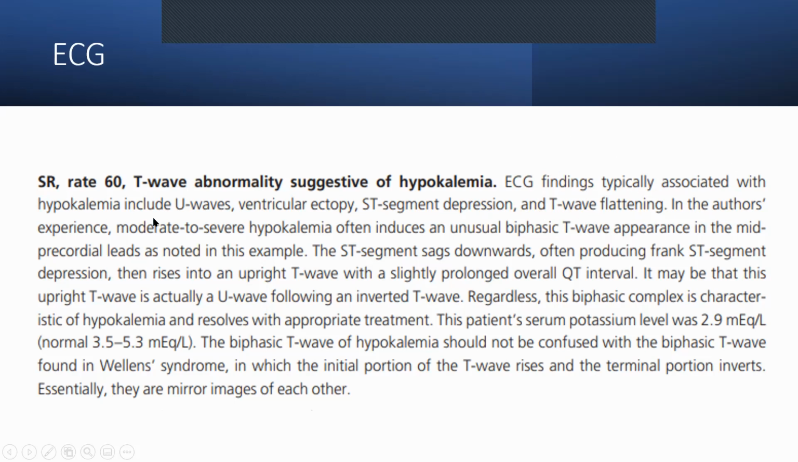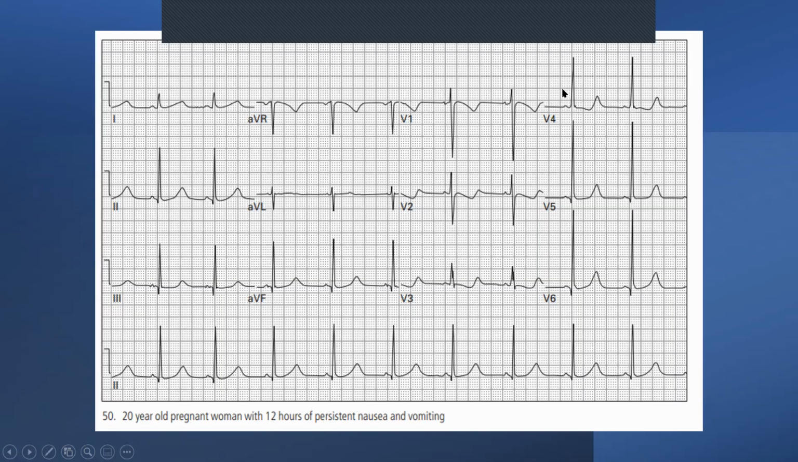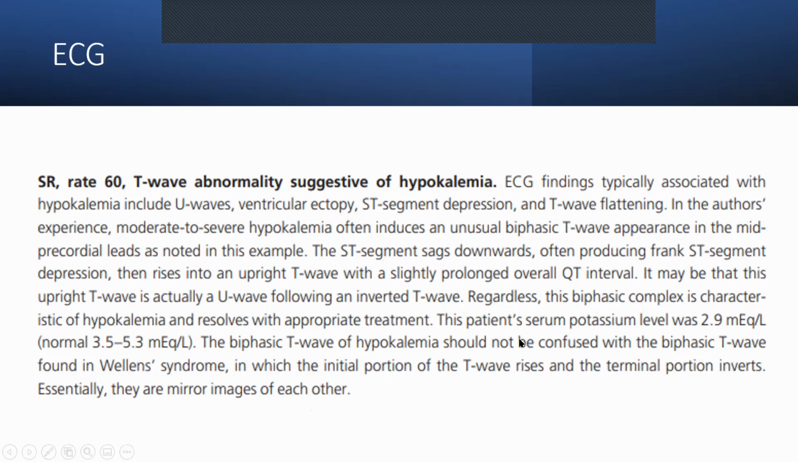So in this author's experience, we've taken this from ECG for Emergency Physicians. Moderate to severe hypokalemia often induces an unusual biphasic T wave in the mid-precordial leads. So V3, V4, the ST segment sags downward. So that's what we're seeing over here. As compared to a proper ST depression, where you would get the S wave coming here and then a depression, we see it's just slowly sagging off, as compared to a proper depression, which you may see in NSTEMIs and things like that.